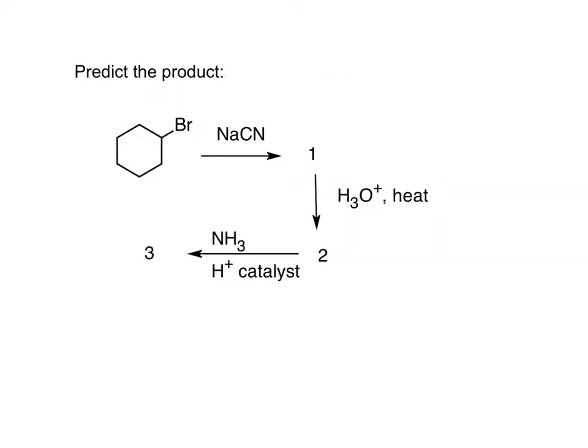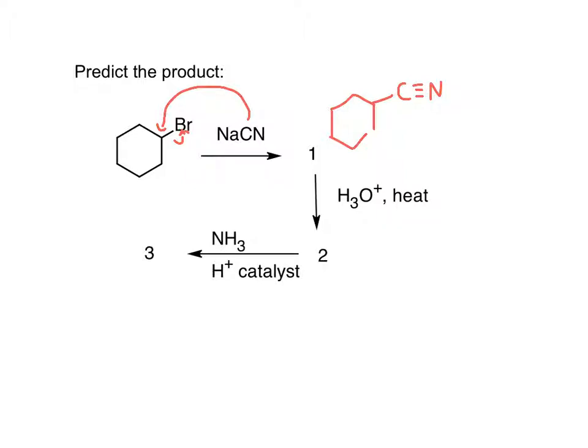Let's do another practice problem. So stop the video and predict the product of each step in this reaction. The first step is a substitution reaction. Cyanide is a nucleophile, and it reacts with the alpha carbon. The Br leaves as a leaving group and forms a nitrile.